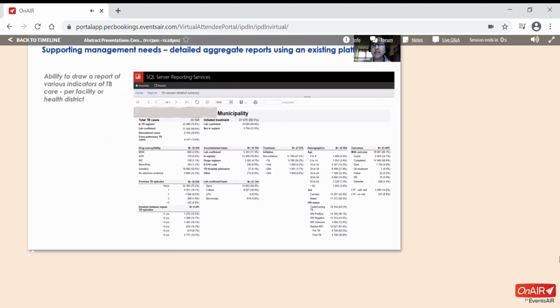So the same cascade line lists that were previously presented on patient level can also be presented in aggregate format for reporting purposes, and a vast number of indicators can be calculated to satisfy reporting needs as they arise. These can be generated on facility level or district or sub-district or province level as required.